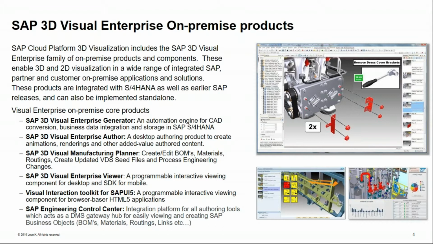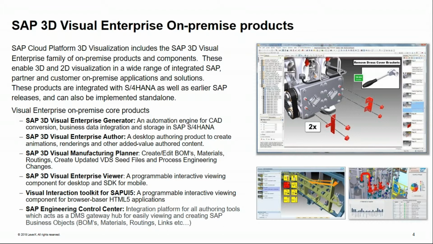The third application I'd like to talk about is the SAP 3D Visual Manufacturing Planner. Visual Manufacturing Planner is a very powerful application. It allows us to take, say, an engineering BOM that gets read in from the Visual Enterprise Generator hot folder, and it allows us to easily create any other BOM, maybe transforming an engineering bill of materials to a manufacturing bill of materials or a service kit. It also helps us create material masters if we're missing any, routings, and it creates updated visual design streaming seed files and process engineering changes.